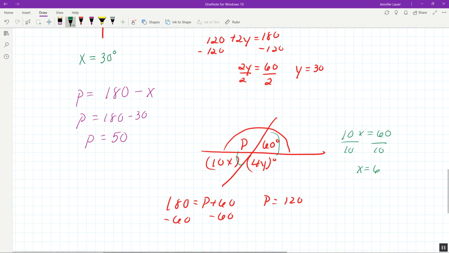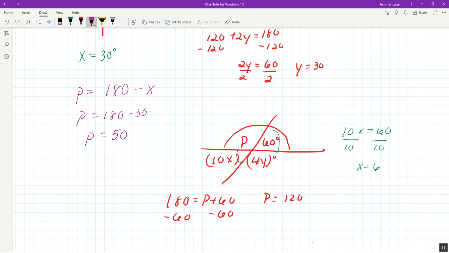And then vertical angles here and here. So I can say P is equal to 4y. Well, I know P is 120. And again, I can see that y is 30. Okay, so that is it for parallel lines cut by a transversal dealing with angles.